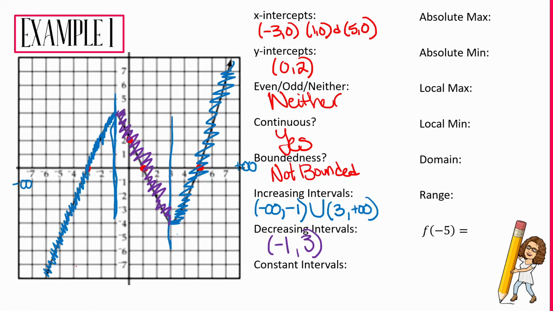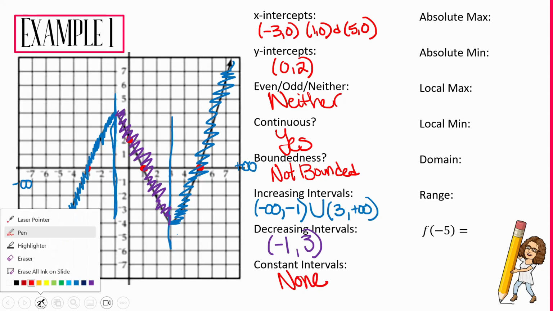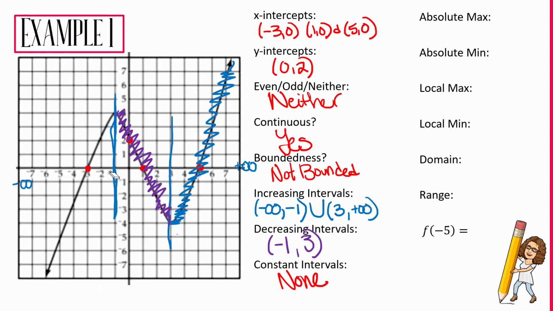Kind of difficult. We'll keep going through that. Every example, we'll talk through it. Constant intervals, there are no flats on this graph. You know what? I'm going to do some quick erasing here so we can actually see our graph nicer.